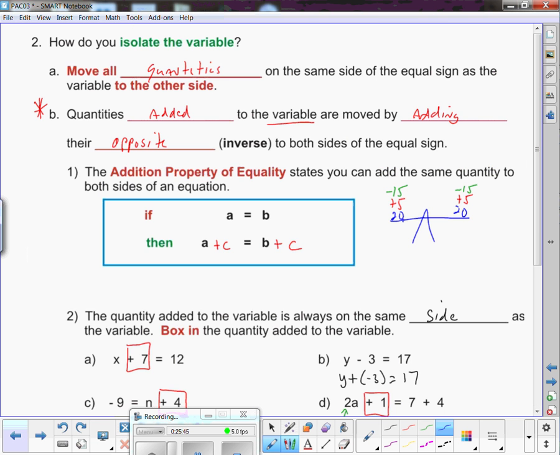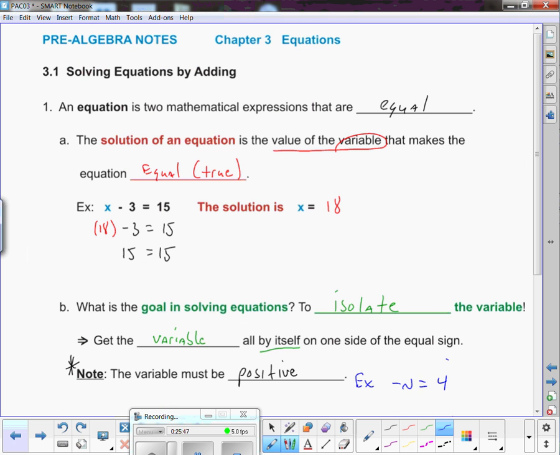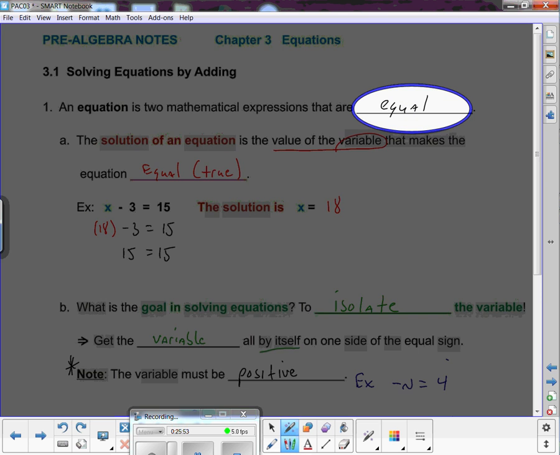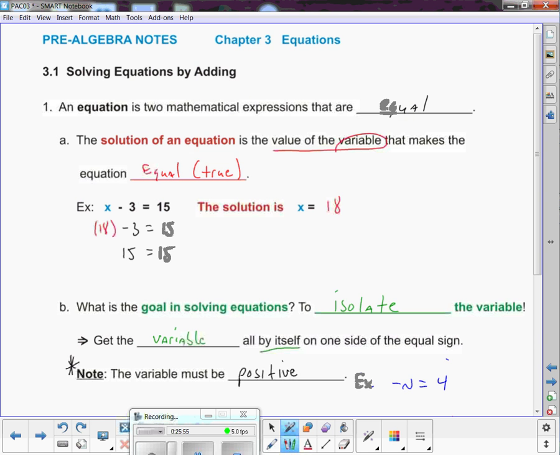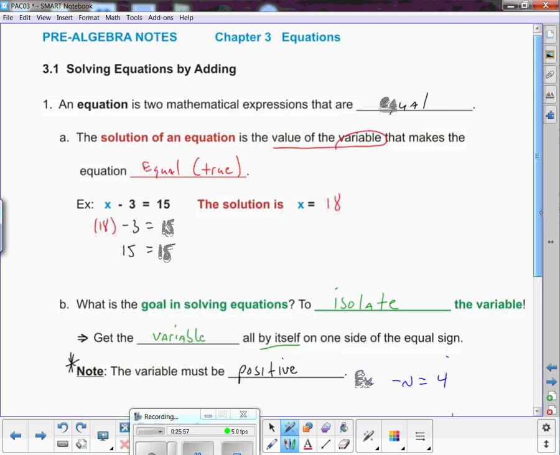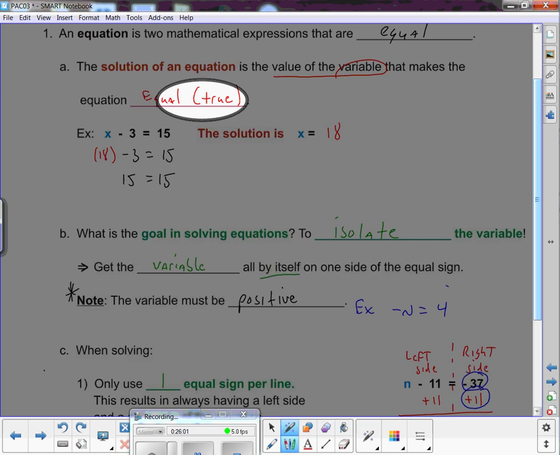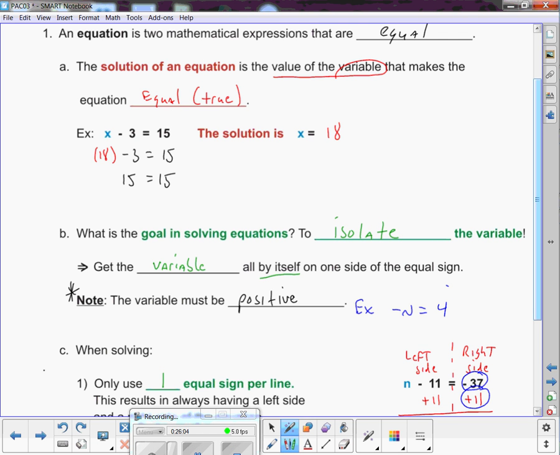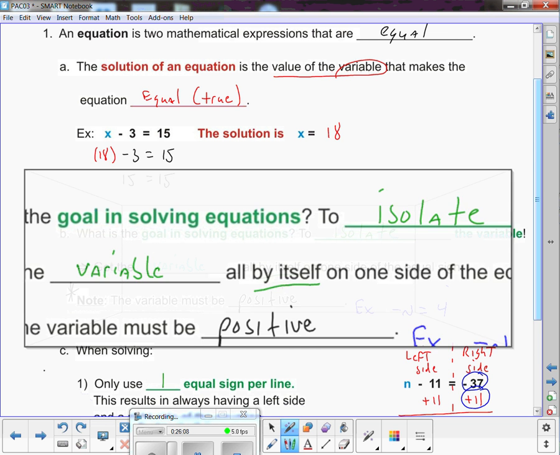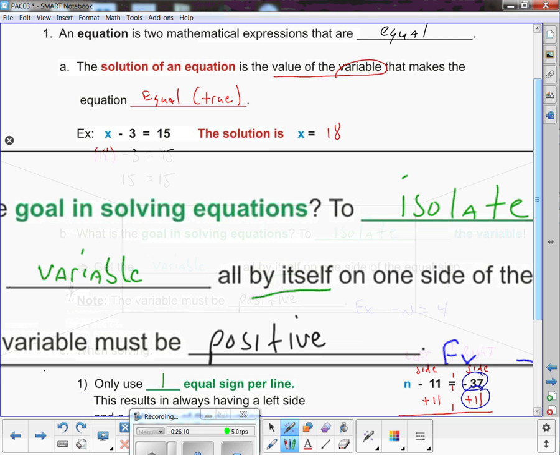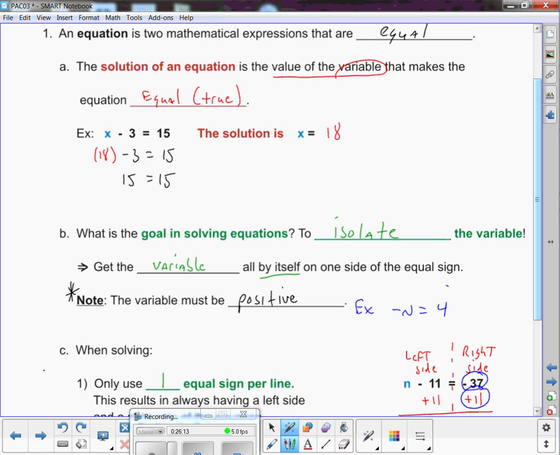All right, so let me just do a quick recap here. Hey, remember, an equation is two mathematical expressions that are equal, right? What's the solution? The value of the variable that makes the equation equal or true, right? The goal in solving the equation is to isolate the variable. Isolate the variable. What does that mean? Get it all by itself on one side of the equal sign.